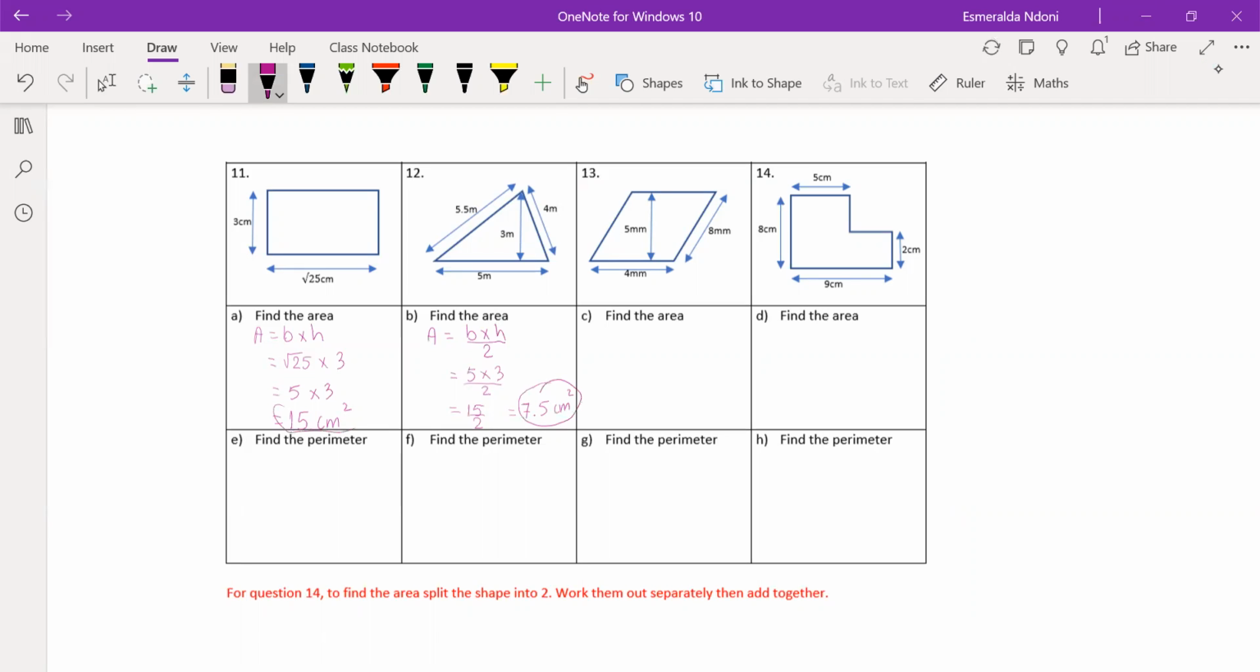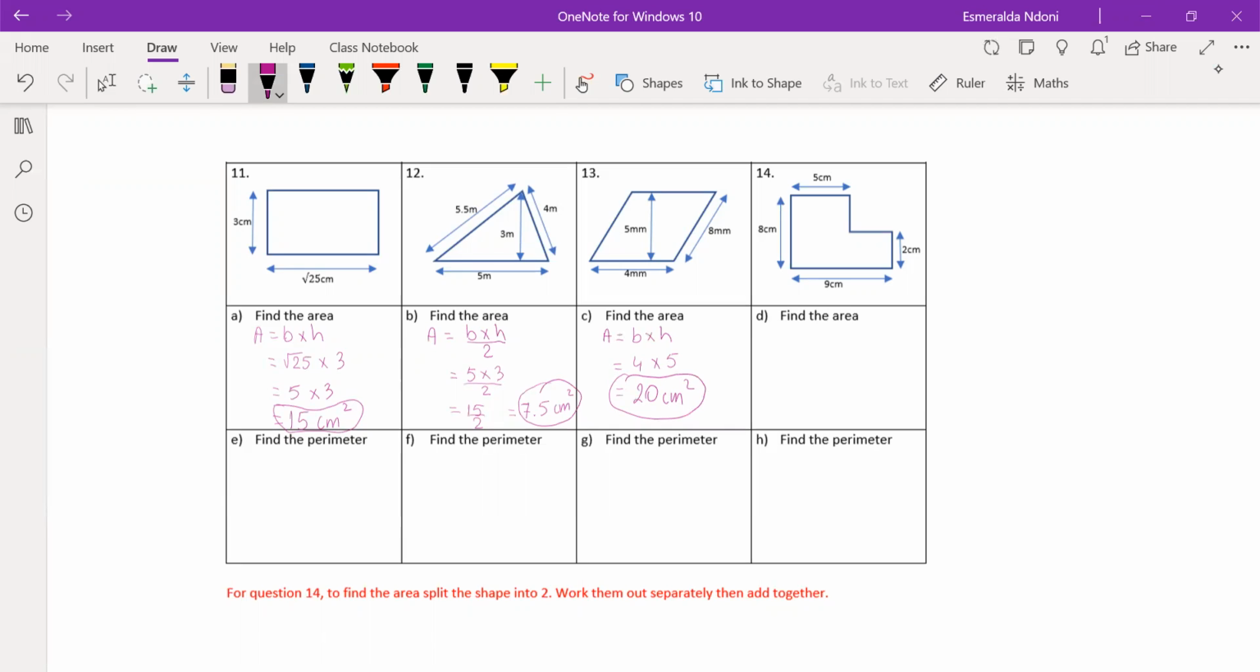I'm just going to circle your answers. Question 13. Again, what shape is it? It is a parallelogram. Formula for the area of a parallelogram is base times height. We substitute. Base is 4, height is 5, the one standing up straight. So 20 centimeters squared. You see how easy they are once you put down the formulas.